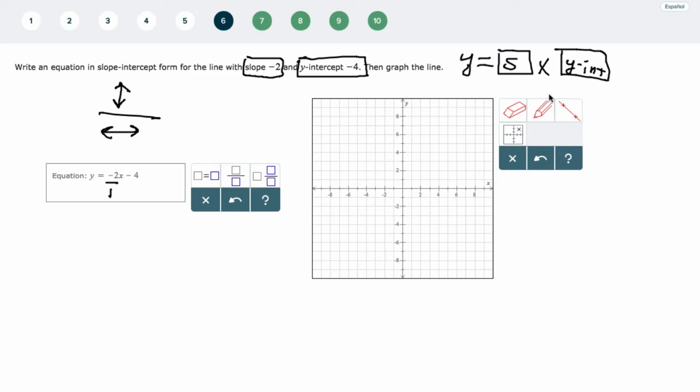So where's our starting point? Our starting point is always my y-intercept. So our starting point is -4. Just go to where y equals -4. And then my slope is down 2, because that's a negative, and then over 1. Now you can also go up 2 as long as the one is negative. So one of them has to be negative. It doesn't matter which one.